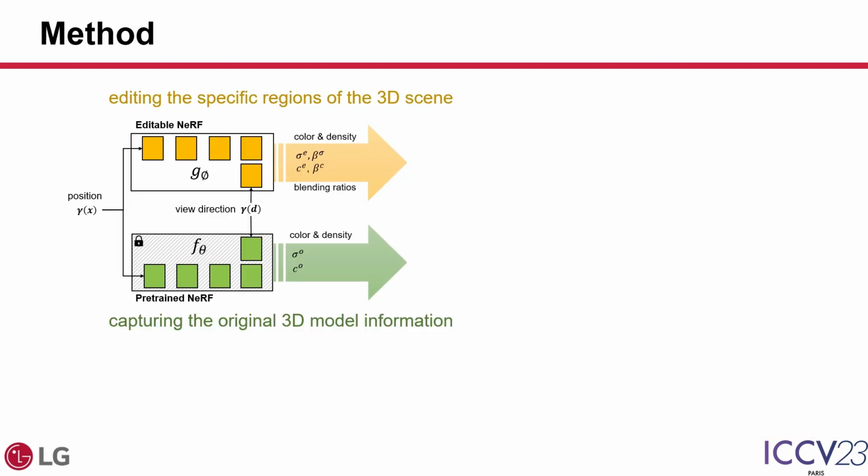We propose the novel Blending-NeRF architecture that combines a pre-trained NeRF with an editable NeRF. The pre-trained NeRF captures the original 3D model information and provides the information to the editable NeRF. The editable NeRF performs editing to the specific regions of the 3D scene using the original information and language guidance. Here we freeze the pre-trained NeRF and train only the editable NeRF with randomly initialized weights.